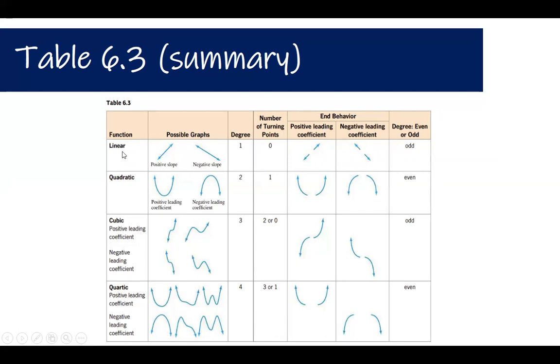Of course, x on its own is an odd degree. X squared is an even degree because of 2. X cubed is odd because of 3. And x to the 4th is even because 4 is even. So this table is very helpful to a lot of students also.